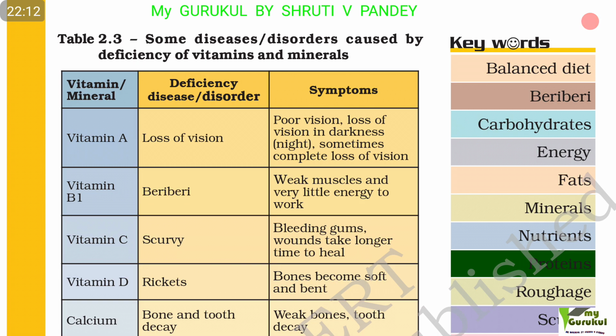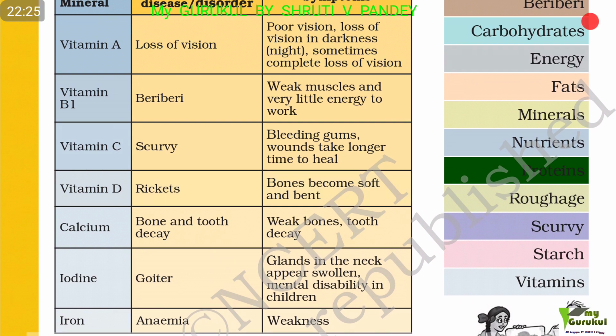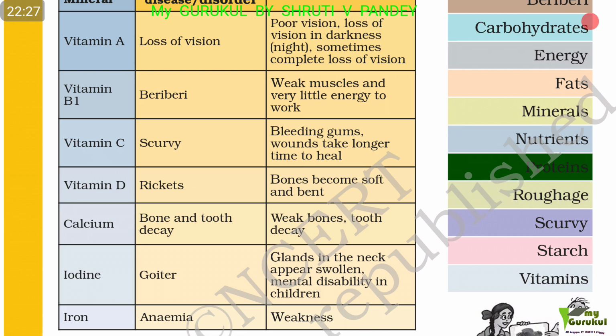Vitamin B1. Deficiency of vitamin B1 causes beriberi. Symptoms are weak muscles and very little energy to work. Deficiency of vitamin C causes scurvy. Symptoms are bleeding gums, and wounds take a longer time to heal. Deficiency of vitamin D causes rickets. Bones become soft and bent.